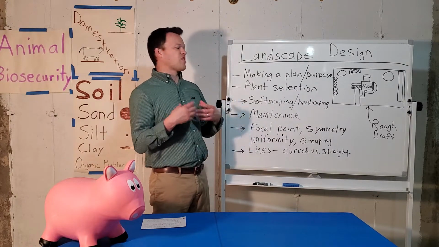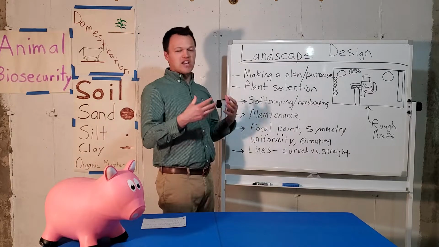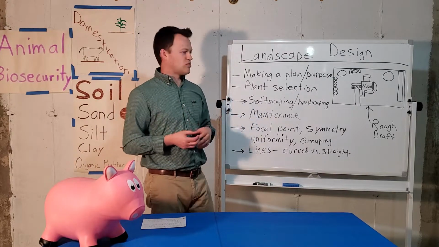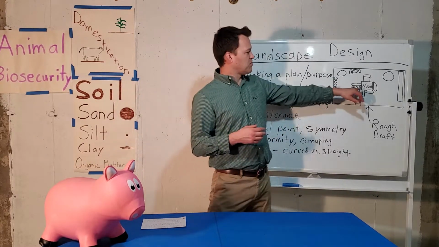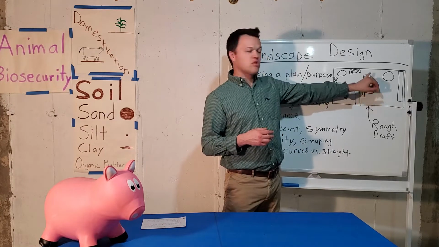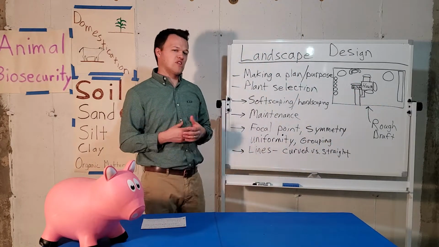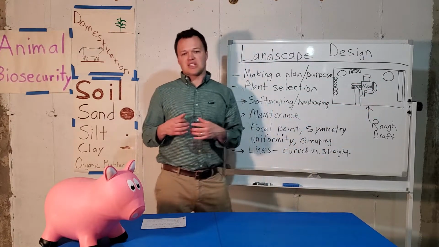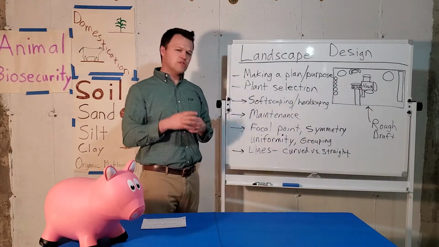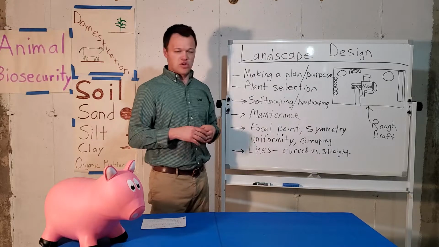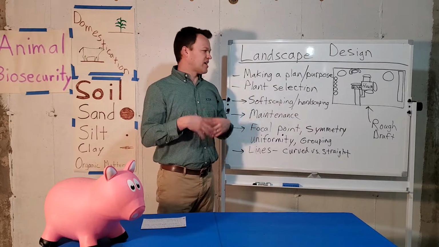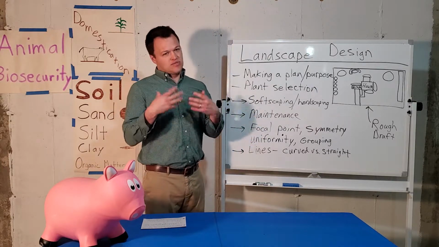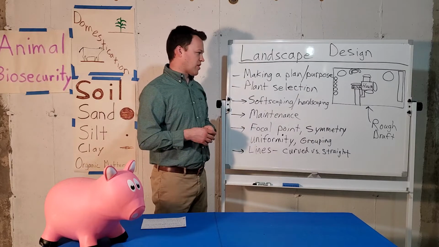Now, if you're going for more of the natural look, you've got to think about in nature, we don't have very many straight lines. We have more curved lines. So some people use curved lines around the corners of their house to soften those lines of the house. They'll also group plants. And when you group plants in landscape design, you always want to group plants by odd numbers. So 3, 5, 7, 9, etc. It's just a common rule of thumb for landscape architects.